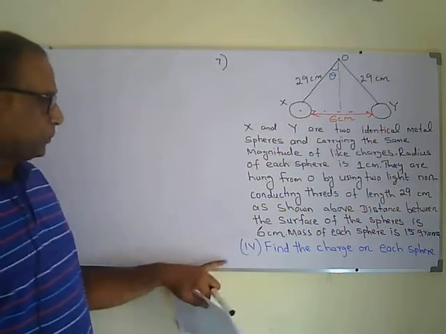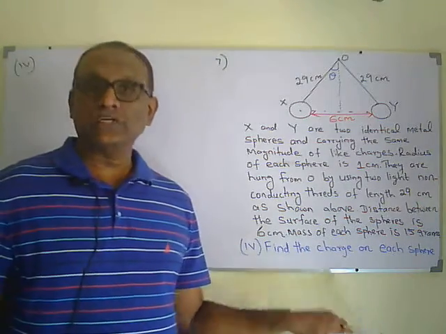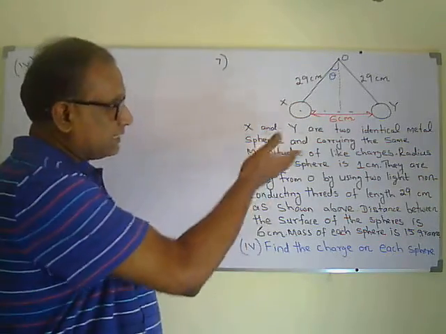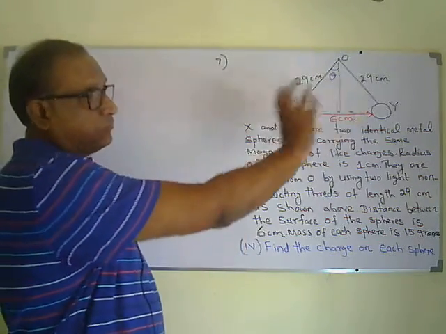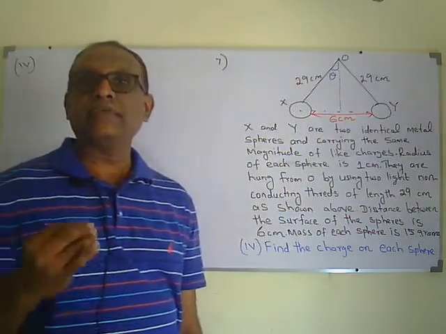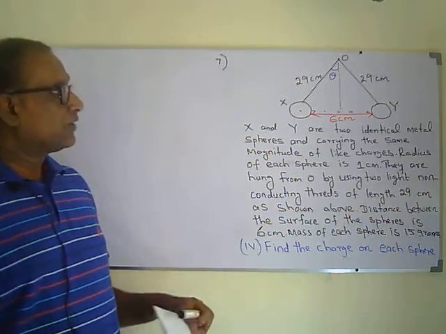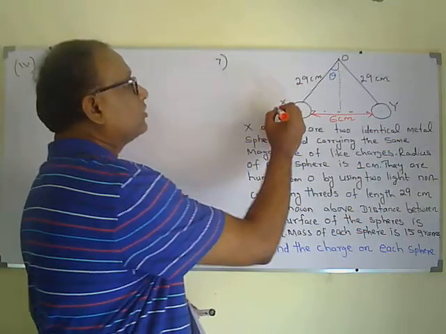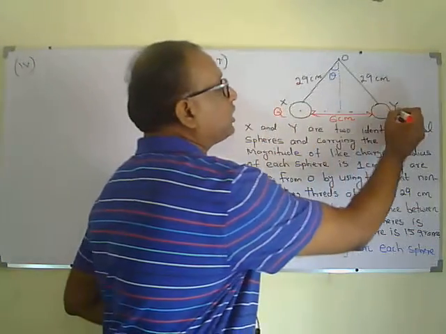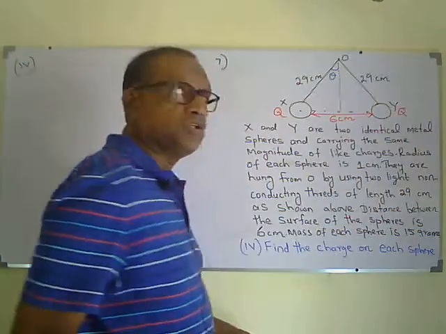Okay, the fourth part: they ask me to find the charge on each sphere. The question says both spheres are carrying the same magnitude of like charges. So if I take the charge on one of the spheres as Q, then the other one will also have the same magnitude Q.